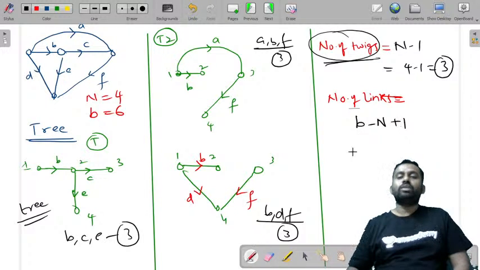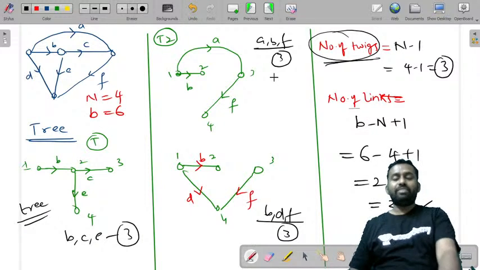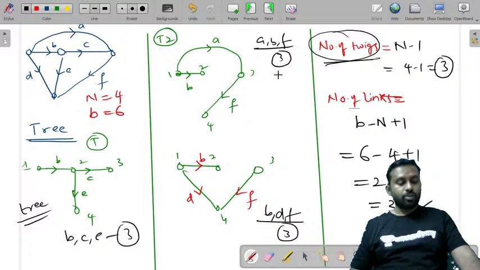And the number of links is b minus n plus 1. What is b? 6. What is n? 4. So 6 minus 4 is 2, plus 1, which is 3. For this graph the number of twigs and links is the same, but not for all graphs will you get the same value of twigs and links.